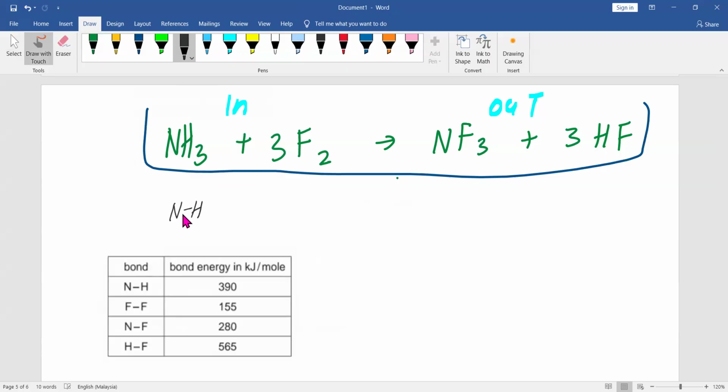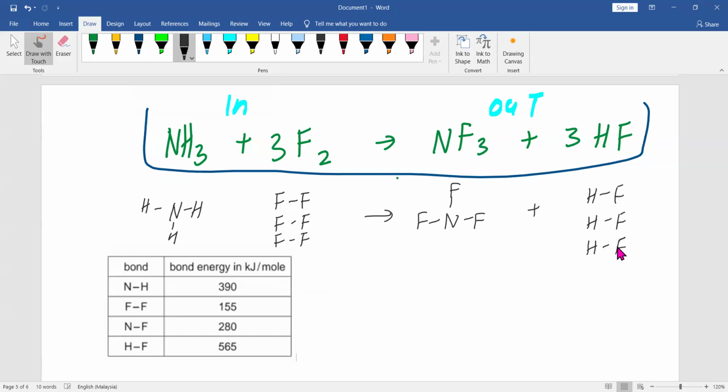NH3, F-F, F-F, F-F, because it's 3, becomes NF3. Sometimes they draw for you, sometimes they don't draw for you. HF, HF, HF. Get it? Okay. Energy required to break bonds. Calculate energy in, calculate energy out, and then calculate the enthalpy change. Okay? Do it now.